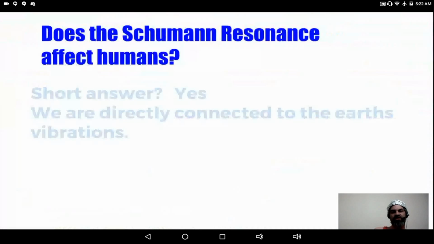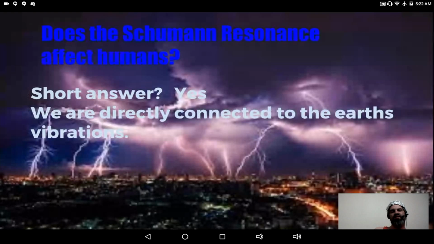So the more lightning strikes we have, the higher the resonance would be. The lower the lightning strike number, the lower the resonance would be, because it's sending the vibrational frequencies around the planet, depending on how much plasmatic chaos is released.